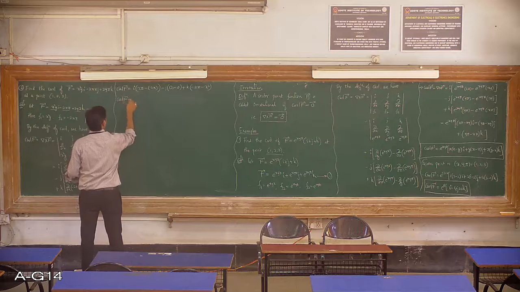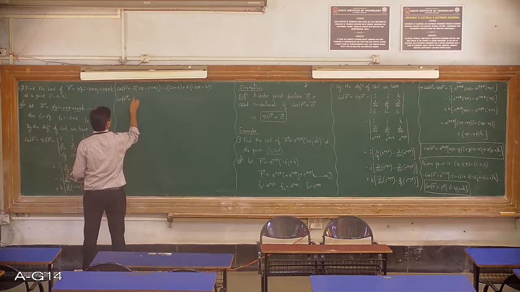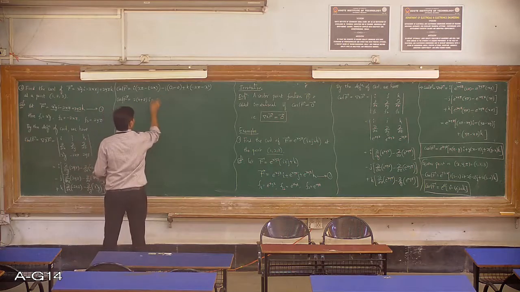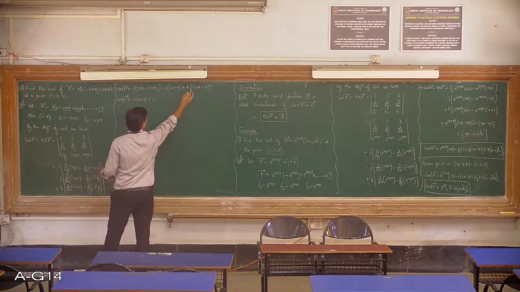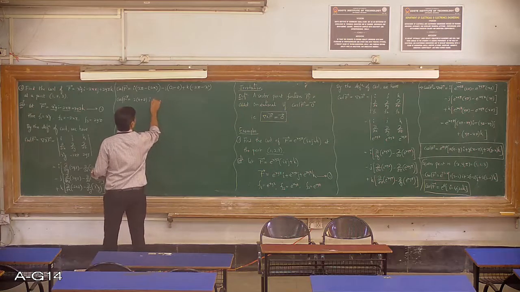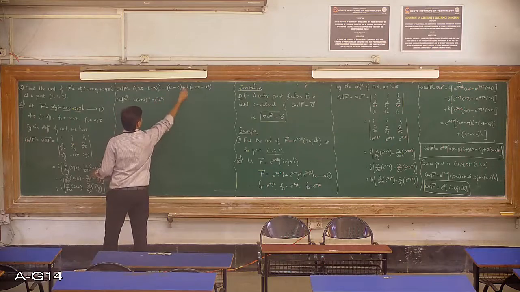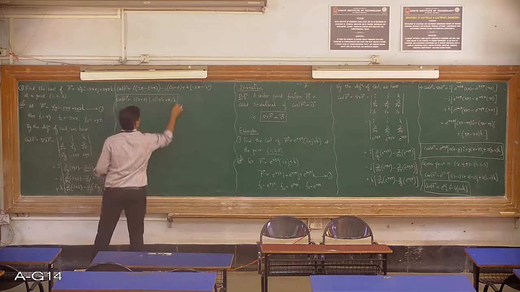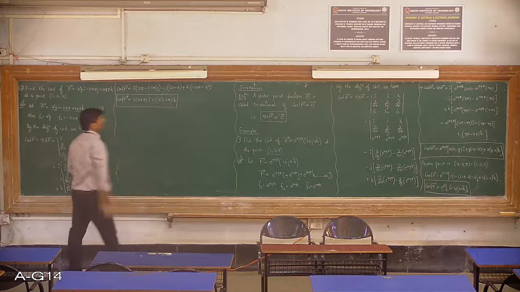curl F is equal to, that is 2, you can take it outside, that is (x plus z) i, this will be 0, leave it, plus, plus means minus sign we can write, minus, this is x square plus, minus sign I have taken common, (x square plus 2z) k. So this is your curl F.